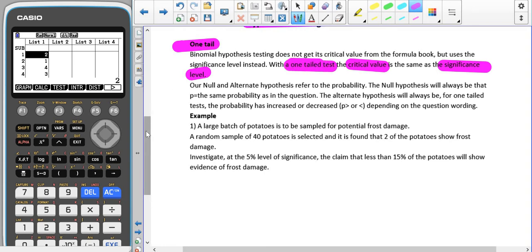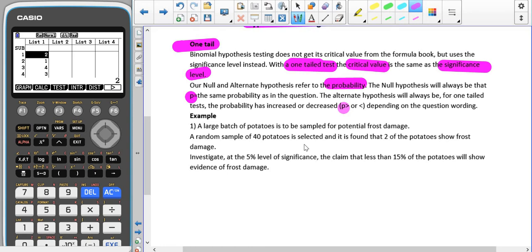Our null hypothesis and alternate hypothesis are always going to refer to probability, which, as you can see here and here, use a P symbol. You need to make sure that the symbol definitely looks like a P and not a rho, because obviously that was for PMCC hypothesis testing. The null hypothesis will always be that P is equal to whatever the probability in the question states. And the alternate hypothesis will always be, for a one-tail test, that probability is increasing or decreasing. So P is going to be less than or greater than the value that was given in the question.